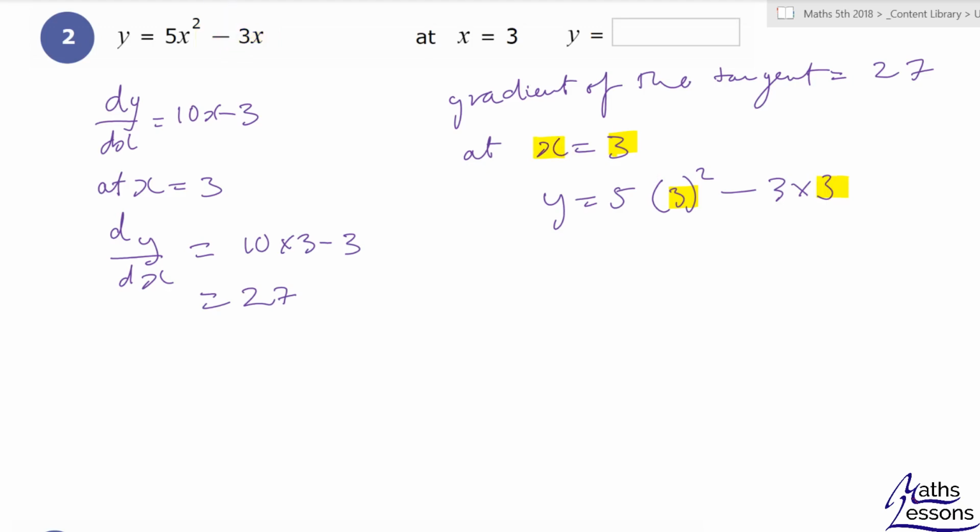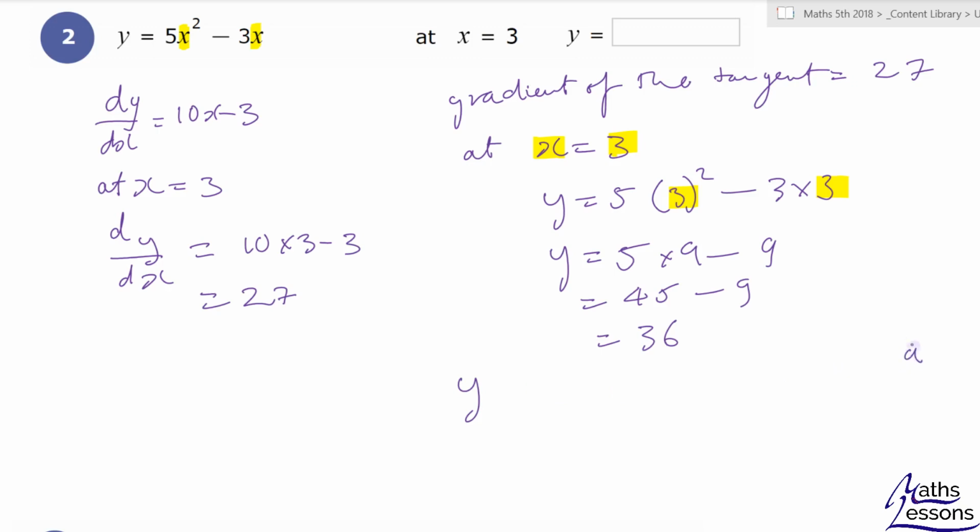So you see I'm just substituting x into every part of that to find the y value. So y is equal to 5 times 3 squared, which is 9, minus 3 times 3, which is 9. That equals 45 minus 9, which equals 36.